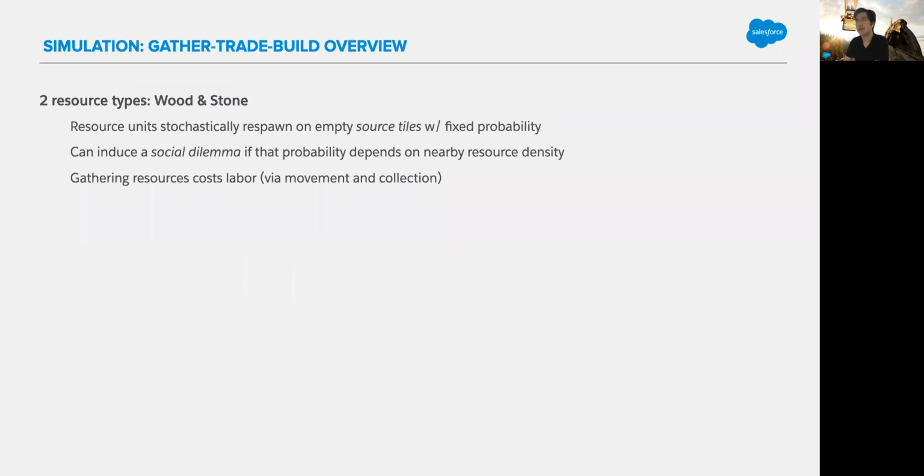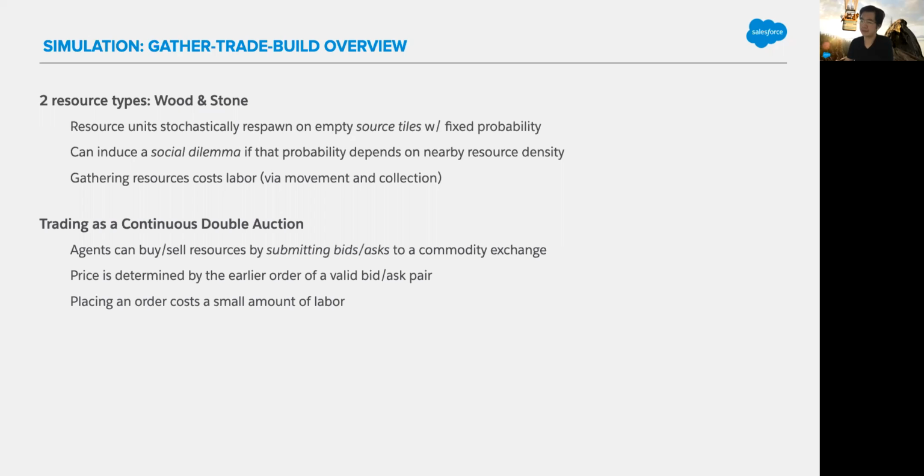Now, some details about these simulations. There are two resource types in this world, wood and stone, and they can stochastically respawn on an empty resource tile. In particular, several complex dynamics can emerge if you make that respawn rate dependent on the neighborhood of that resource, and it can induce a so-called social dilemma. There's also a cost to collecting these resources. So your money doesn't come for free. You actually have to work for it in this world.